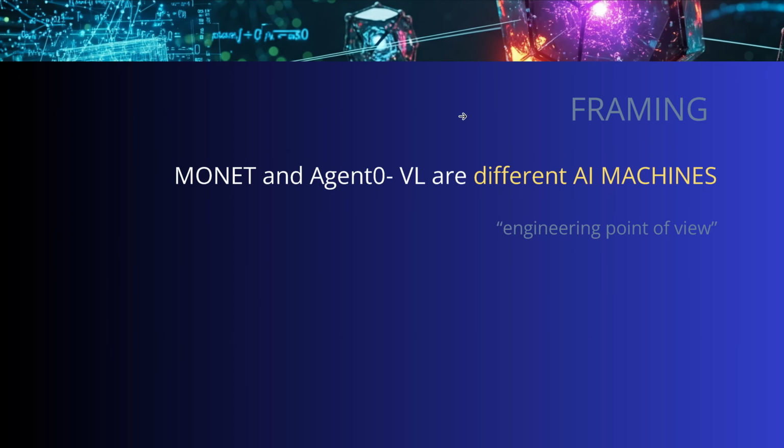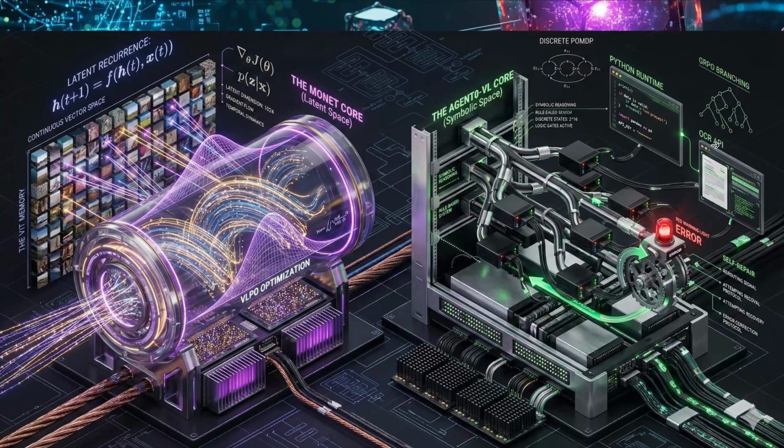So you see, I just want to show you, you have two extreme, completely different models. Whatever model you choose, you have unbelievable opportunities. On the left side, you have Monet. On the right side, you have Agent0-Vision language. They're completely different beasts. But let's look at them from an engineering point of view.